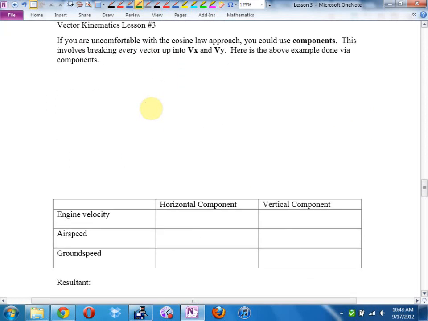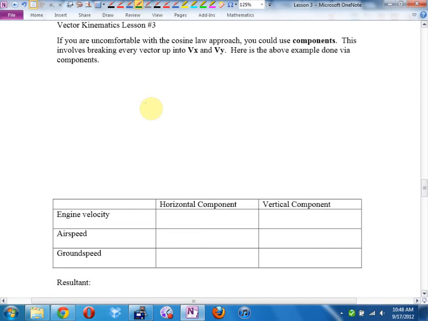You could break this whole thing into components. You could break every velocity vector up into a vx horizontal and a vy vertical, and that would all be Pythagoras and right angle SOHCAHTOA trig. Then you could list them all, and add together all the horizontal components, and because they're in the same direction, you'd be able to add them up standardly without drawing pictures. You could add together all the vertical components, get a new resultant. It's a lot more work, in my opinion.